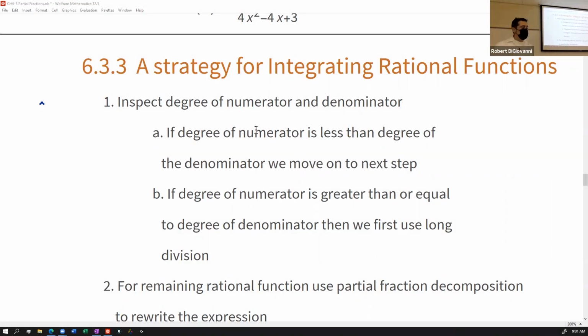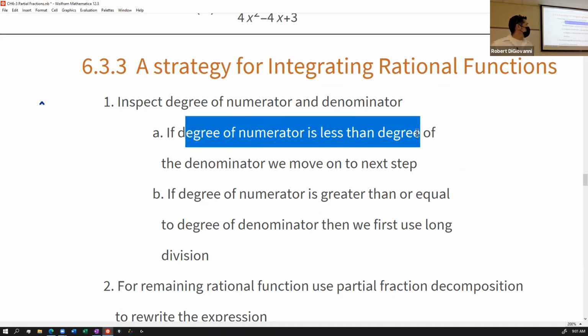Okay. The first thing you want to do is inspect the degree of the numerator and denominator. That just means look at the highest power of x you see in the top and the bottom. And that will tell you whether or not you're going to have to do long division or you can move on. So if the degree of the numerator is smaller than the degree of the denominator, we just move on to the next step. That's the good case.